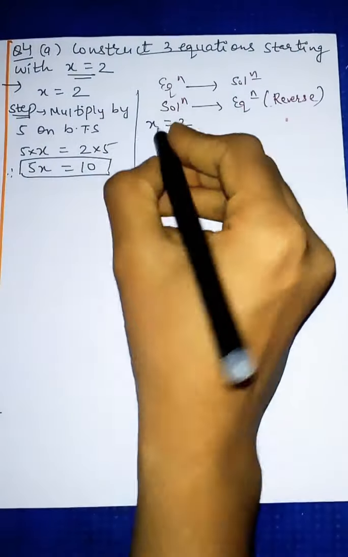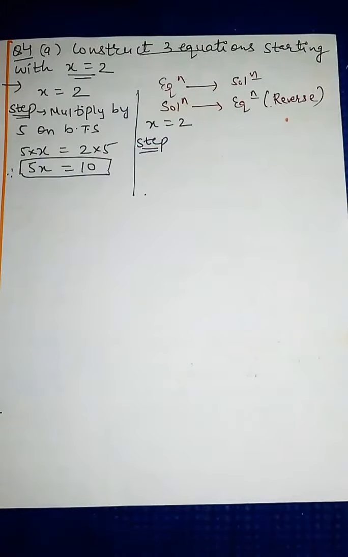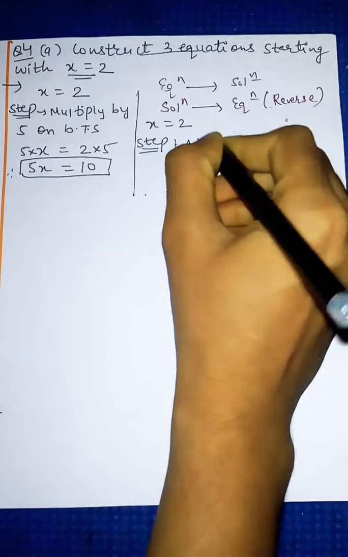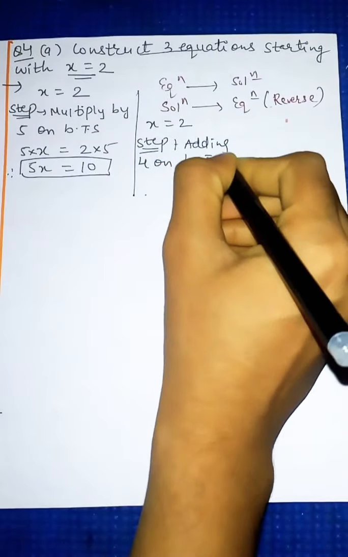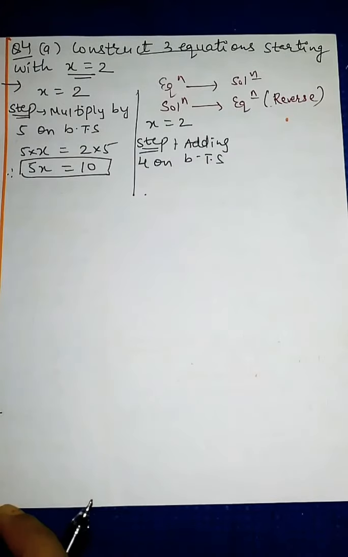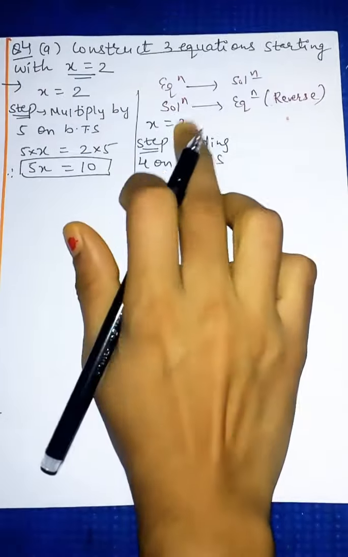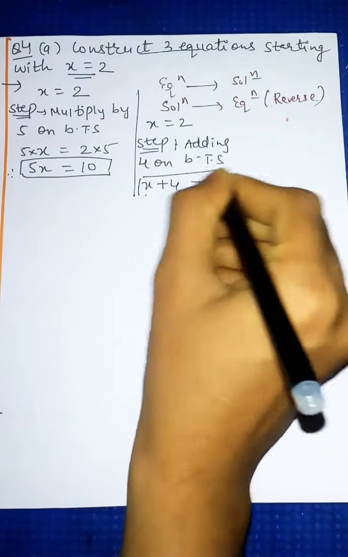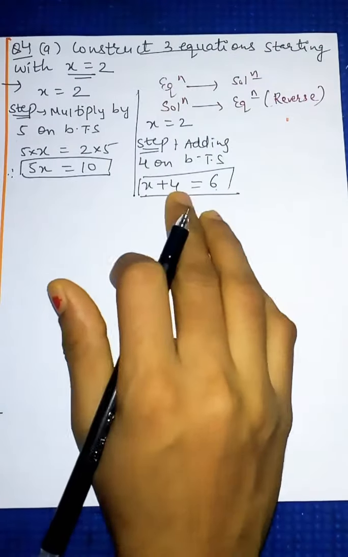Now I will do some other steps. Suppose I am dividing by 5, or whatever you like. For example, you can take adding 4 on both the sides. So this side it will be x plus 4, and this side 2 plus 4. So 2 plus 4 will be 6. So you will get this equation. So this is one equation, this is the second equation.